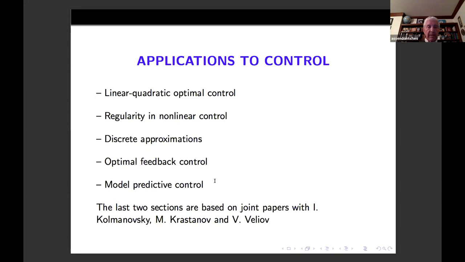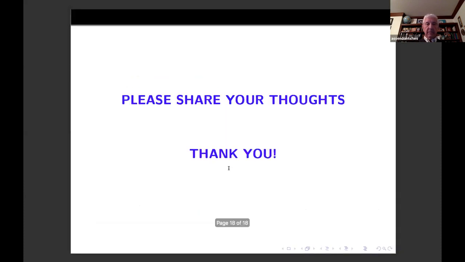And I would like to mention that the last two sections are based on joint papers with Ilya Kolmanovsky and my collaborators from Bulgaria, Mikhail Krastanov and Vladimir Veliov. This is unfinished yet, just sketched. Okay, please share your thoughts. I know that this is a very well-known standard topic, but what do you think about teaching variational analysis this way or another way? And thank you.